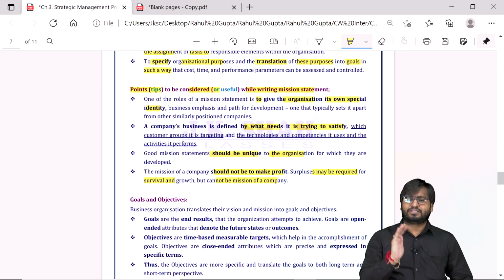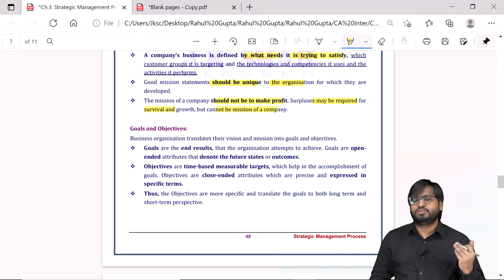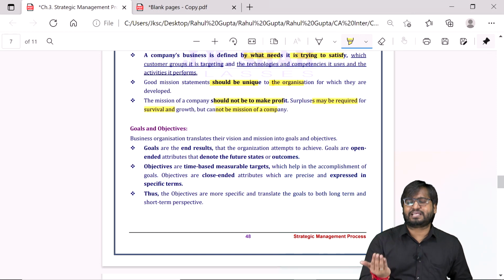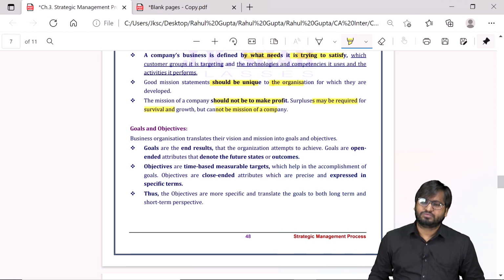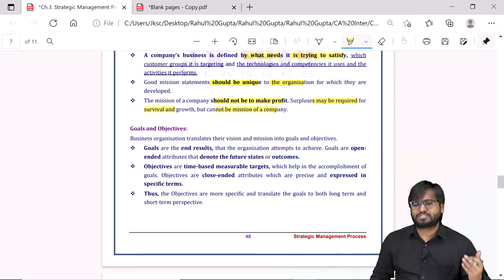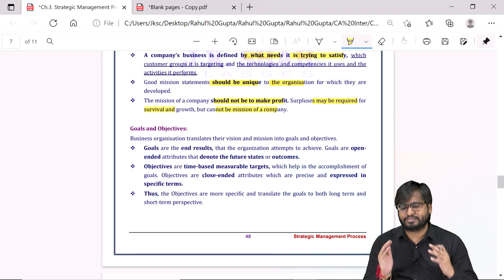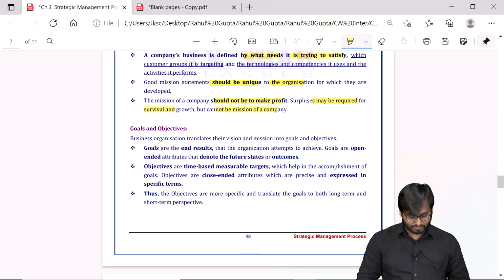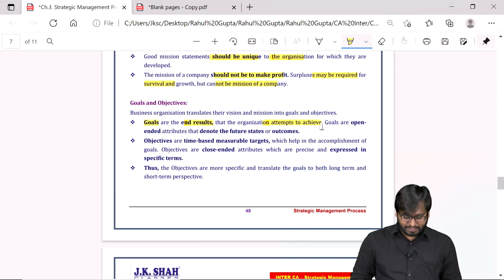Now let's try to understand the last element, goals and objectives. What do you mean by goals? Goals are the end result. We want to increase our revenue. We want to reduce our cost for this year. We want to increase the profits for this quarter. Goals are the end results that an organization attempts to achieve.